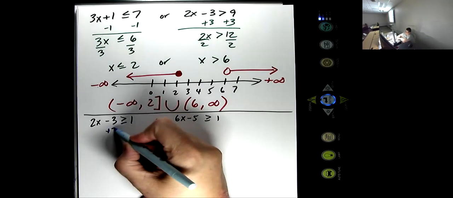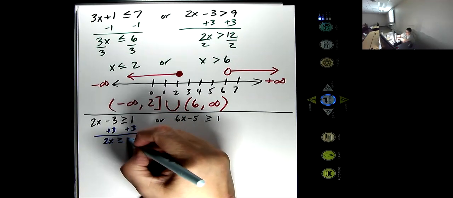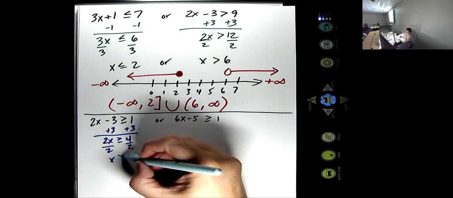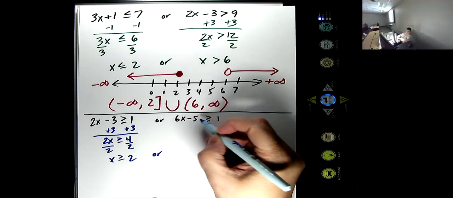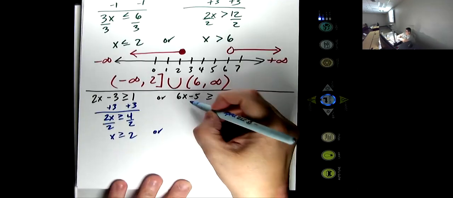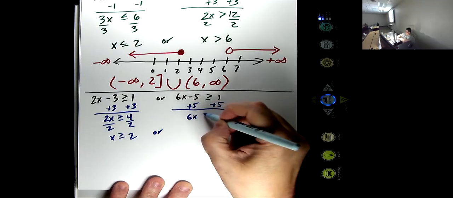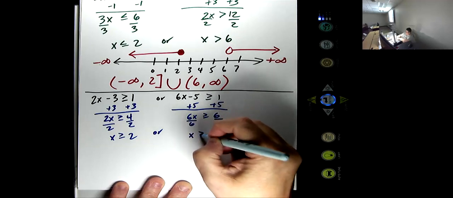So we'll add 3 to both sides here. We get 2x is greater than or equal to 4. Divide by 2 and get x is greater than or equal to 2. Or add 5 to both sides here, and we get 6x is greater than or equal to 6. Divide by 6, and we get x is greater than or equal to 1.